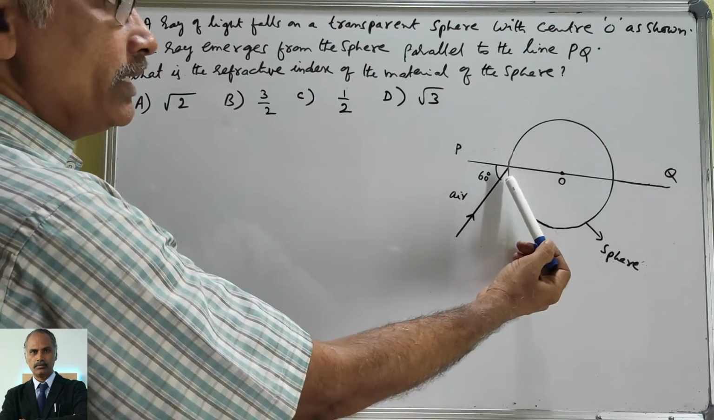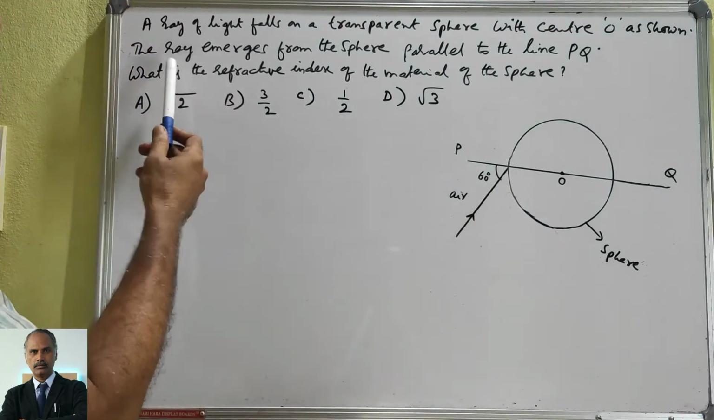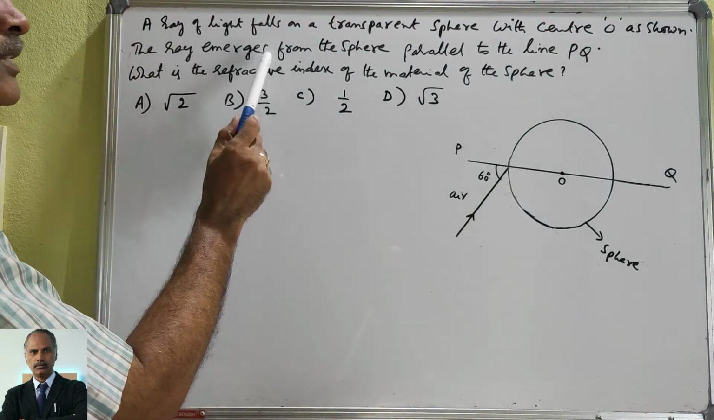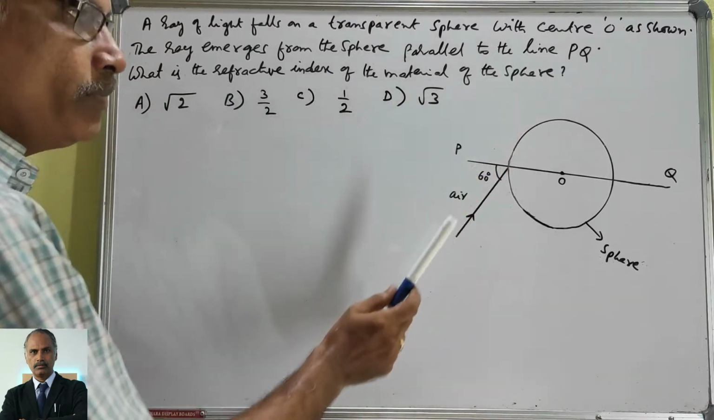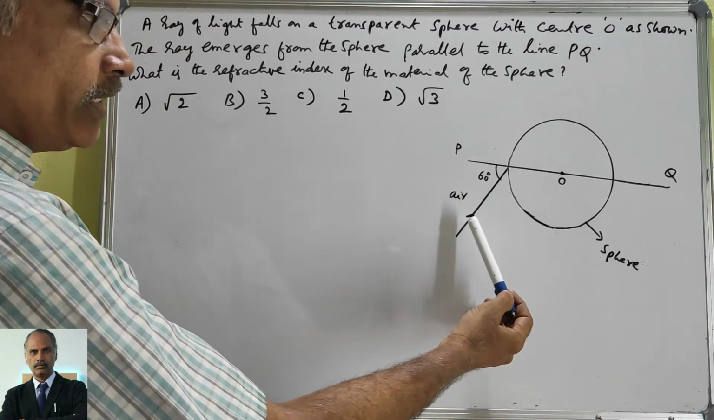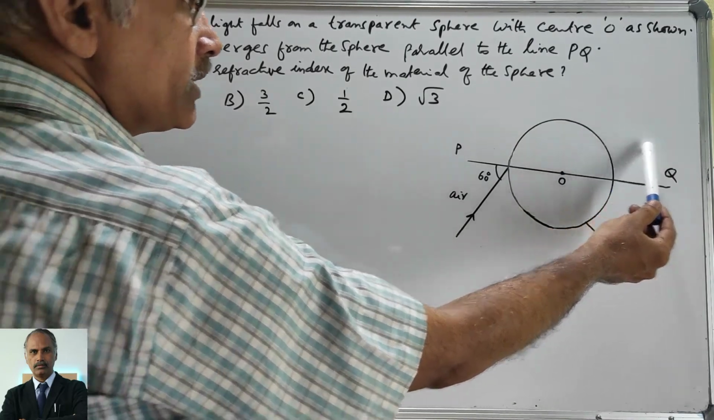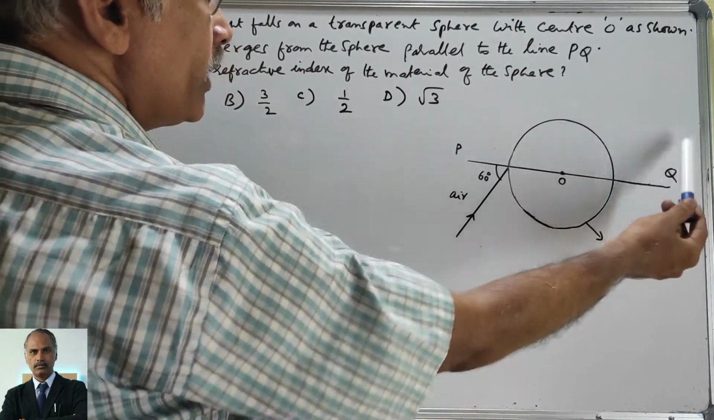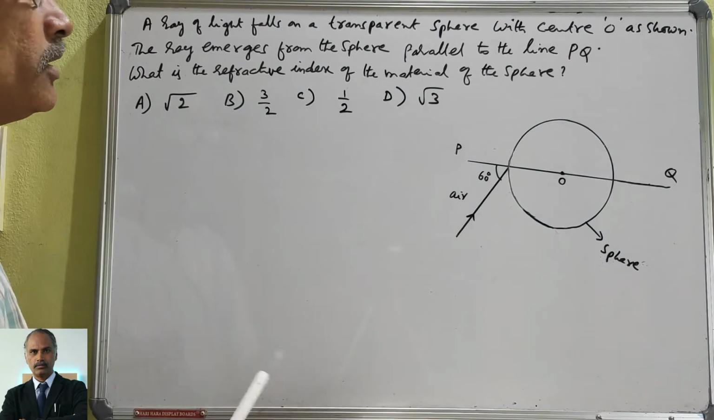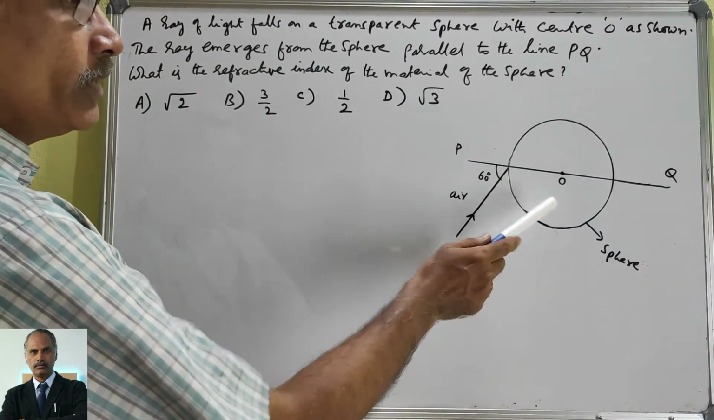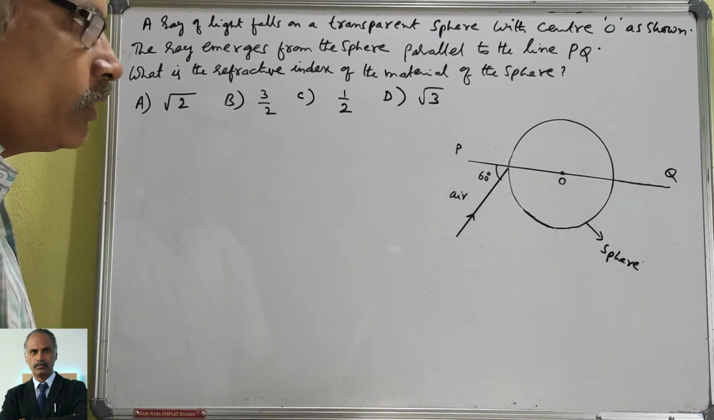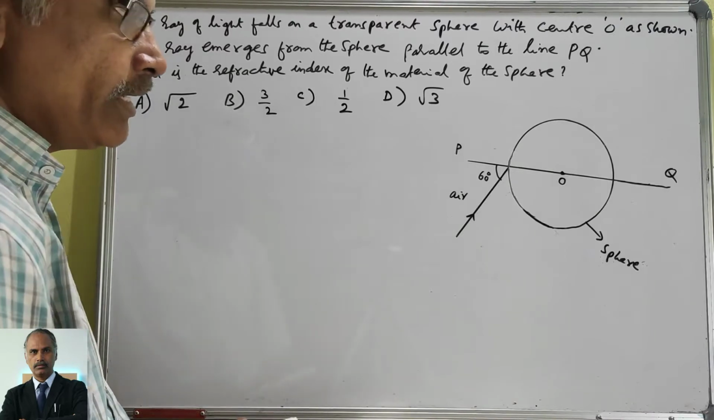So this is the incident ray, and in the problem it is given that the ray emerges from the sphere parallel to the line PQ. The ray finally, after refraction from the sphere, emerges parallel to the line PQ. Now what is the refractive index of the material of the sphere? So now we draw the ray diagram.